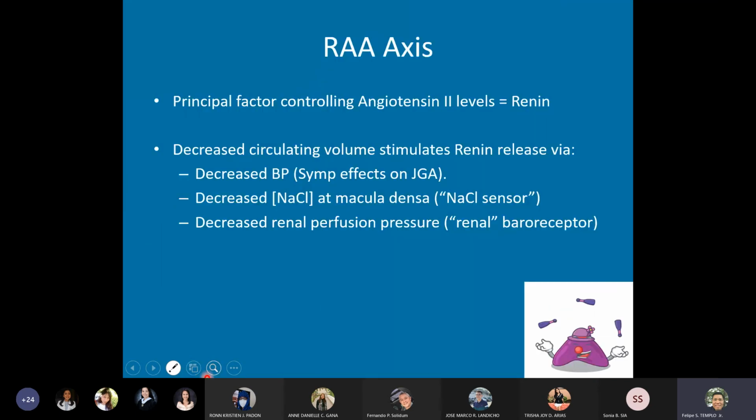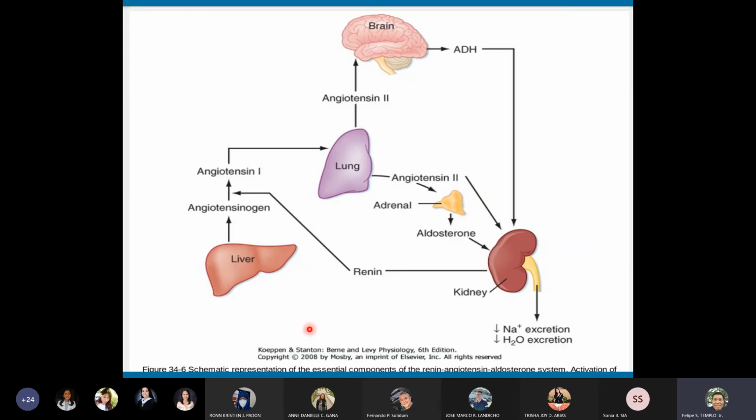I think this is the same slide. Since this was discussed already in the renal, it's the same slide. So it's just the RAAS again.